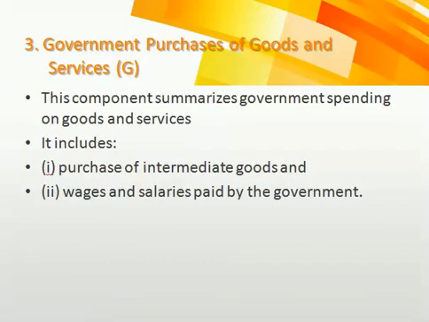Third is government purchases of goods and services. This component summarizes government spending on goods and services. It includes purchase of intermediate goods and wages and salaries paid by the governments. So whatever the spending of government is there in the economy on goods and services, all those things are considered.